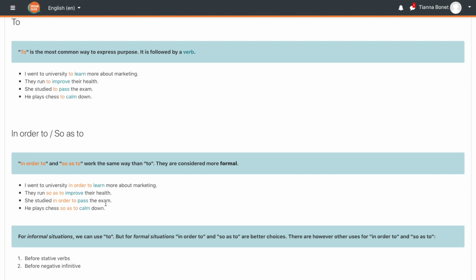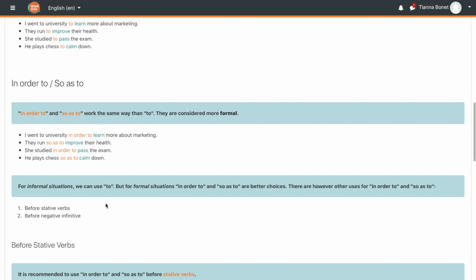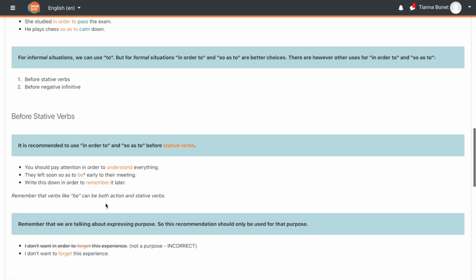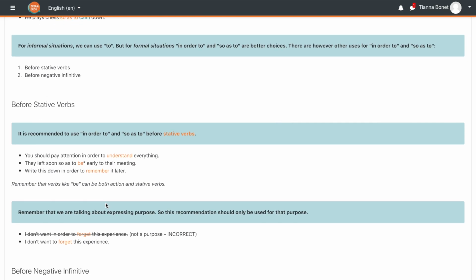There are, however, other uses for in order to and so as to: 1, before stative verbs, and 2, before the negative infinitive. So let's first talk about before stative verbs. It is recommended to use in order to and so as to before stative verbs. You should pay attention in order to understand everything. They left soon so as to be early for their meeting. Write this letter down in order to remember it later.